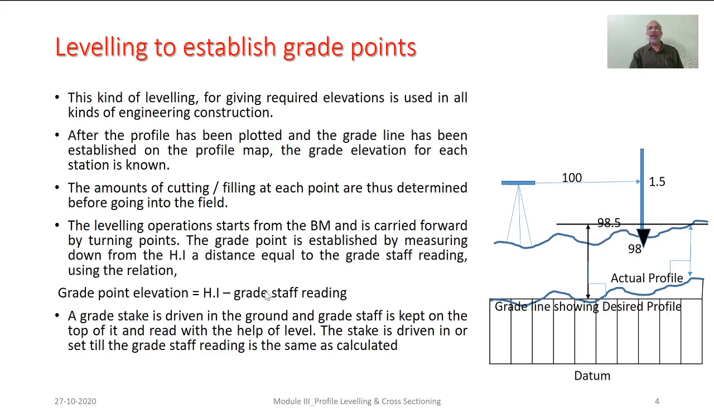So such readings can be worked out by making use of this particular simple relationship, that is grade point elevation can be given as HI minus grade stop reading. So here this HI is known, this grade point elevation is known, hence you can work out that particular grade stop readings, and that grade stop readings will help us to attain the required desired land profile. So for this, the peg that we use is called as grade stake. In order to attain the requisite level, it could be driven in the ground, or it could also be raised up, so that its top will be giving us the requisite calculated level.